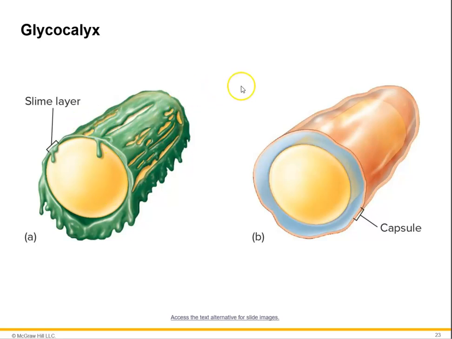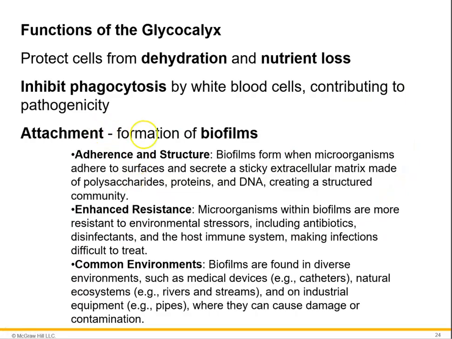So here we have the two forms of glycocalyx. You can have this loosely organized slime layer on the outside of the bacterial cell, or you can have this tightly organized capsule on the outside of the cell. Functions of the glycocalyx. So I mentioned this is going to protect these cells from dehydration and loss of nutrients. Another thing that the glycocalyx is going to do, specifically the capsule, is it's going to inhibit phagocytosis by white blood cells, contributing to pathogenicity.